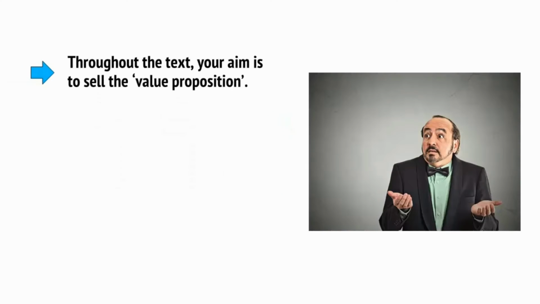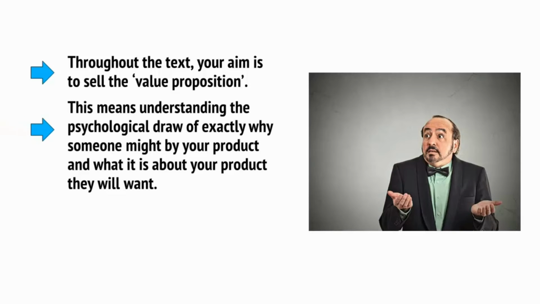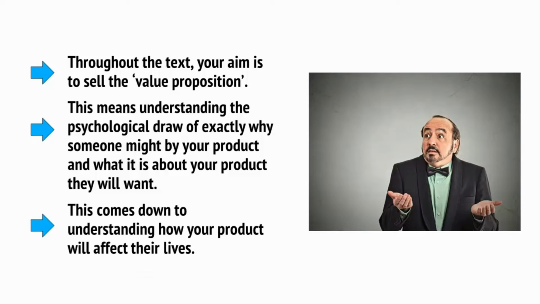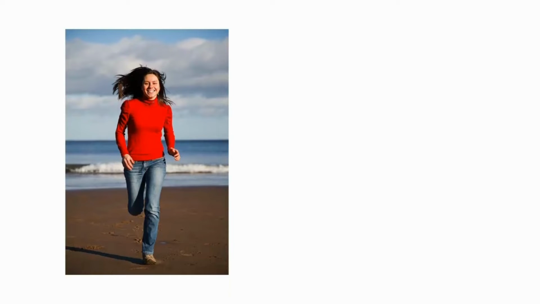It's also important to space your content out a lot and to make it easier to skim read. Use descriptive headings. Throughout the text, your aim is to sell the value proposition. This means understanding the psychological draw of exactly why someone might want to buy your product and what it is about your product that they will want. This comes down to understanding how your product will affect their lives. For example, a fitness ebook will make someone fitter and healthier, therefore also making them sexier, more confident, and more athletic.